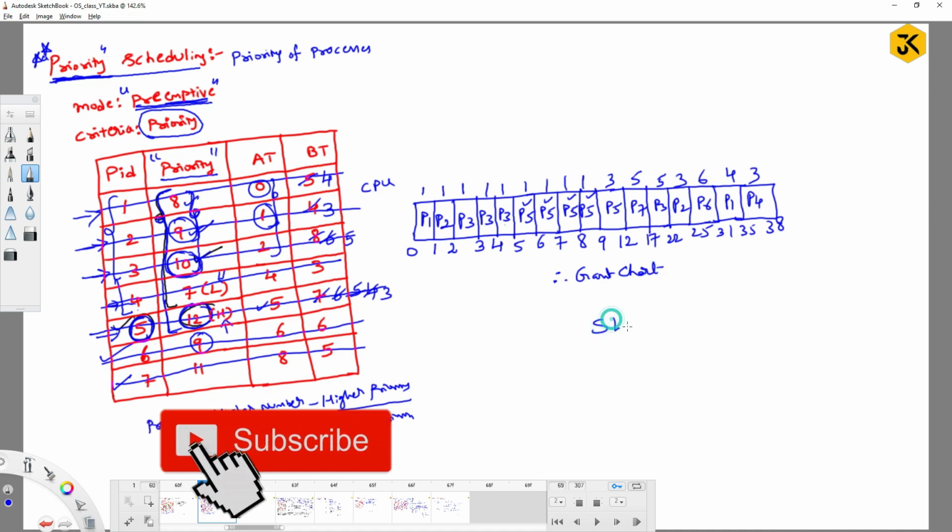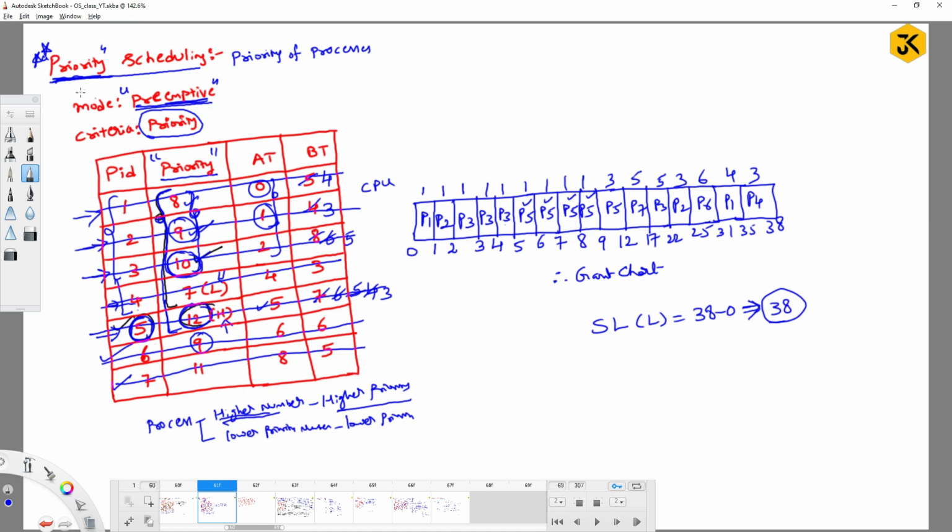So the scheduling length L will be 38 minus 0, which is 38. This is how the priority scheduling algorithm with preemptive mode works. Hope you understood this video clearly. Thank you.